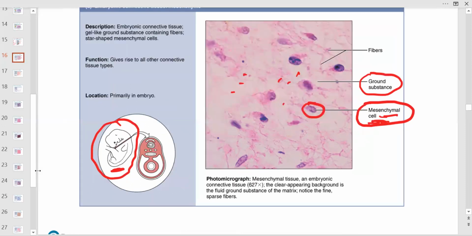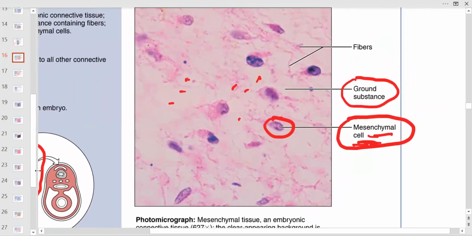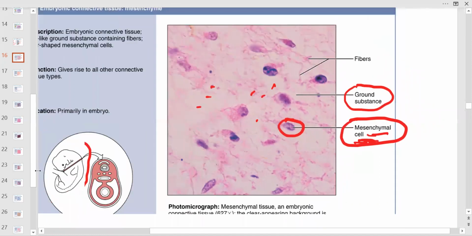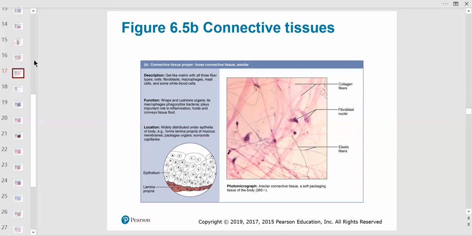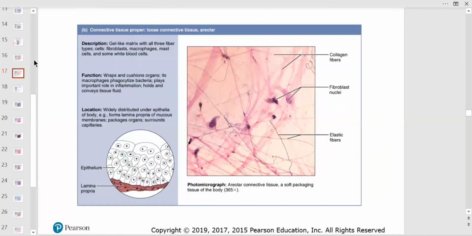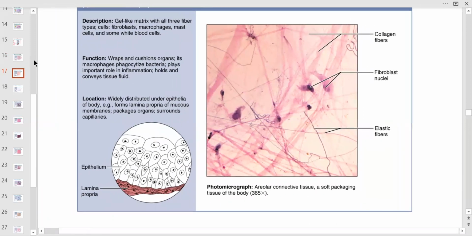So let's take a closer look here. Let's get these points in case that shows up. Mesenchymal tissue, stem tissue, embryonic. Very, very new Anthony. And then let's move on. This is loose connective tissue, areolar. Kind of looks like that first one, right?